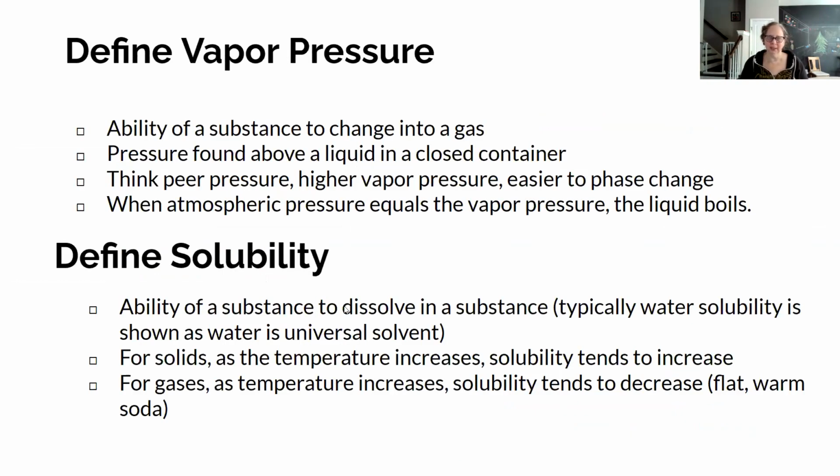So vapor pressure, again, is the ability of a substance to change into a gas, and it's the pressure that you measure above a liquid in a closed container. Higher vapor pressure, more pressure, easier to phase change. So your boiling point is lower. When the atmospheric pressure equals the vapor pressure, then that liquid is out of there. It has met its limits.